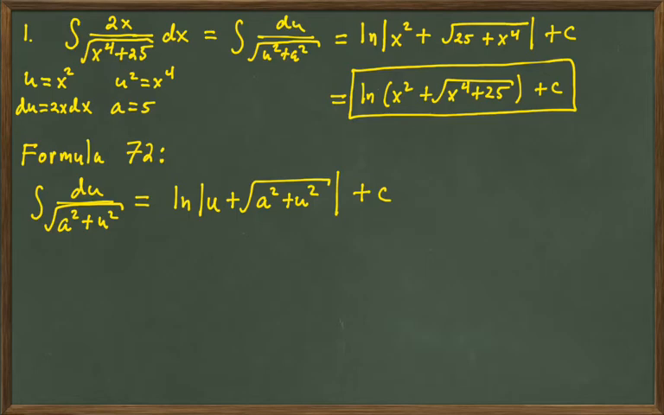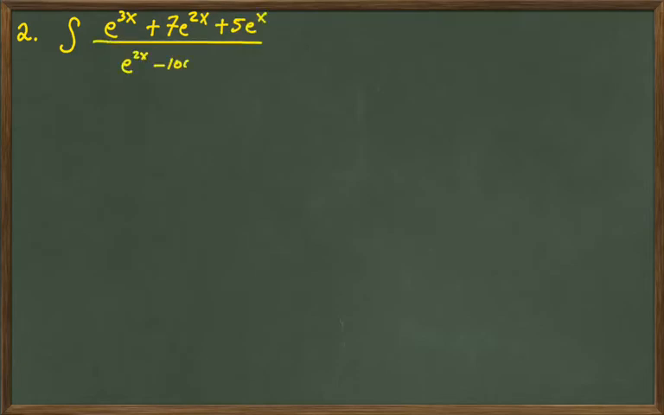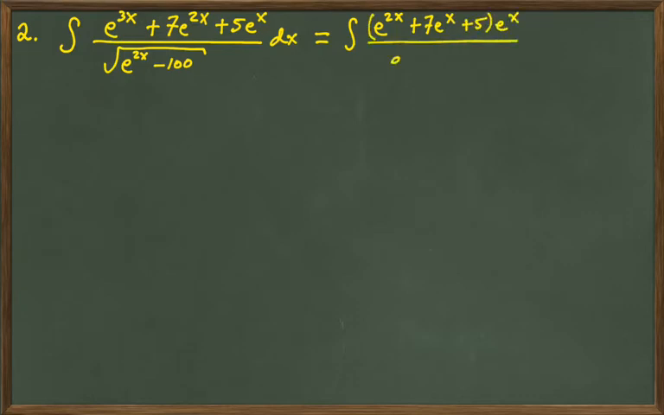We're going to look at another one that's a little more complicated. It may require several integrals and maybe a couple integration formulas. We're going to look at the integral of e to the 3x plus 7e to the 2x plus 5e to the x, divided by the square root of e to the 2x minus 100, dx. The first thing we're going to do is factor an e to the x out of the numerator, and that may help with some sort of u substitution.